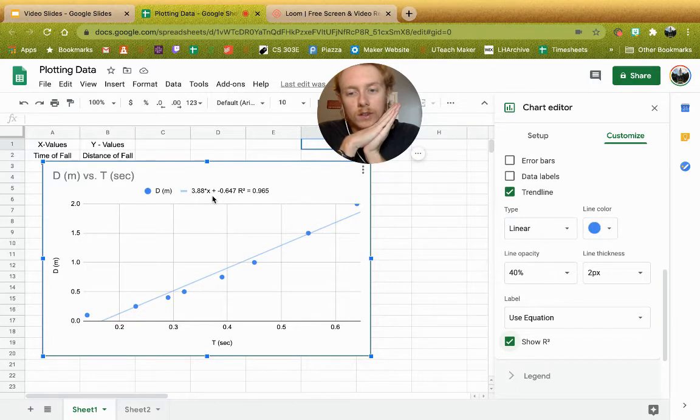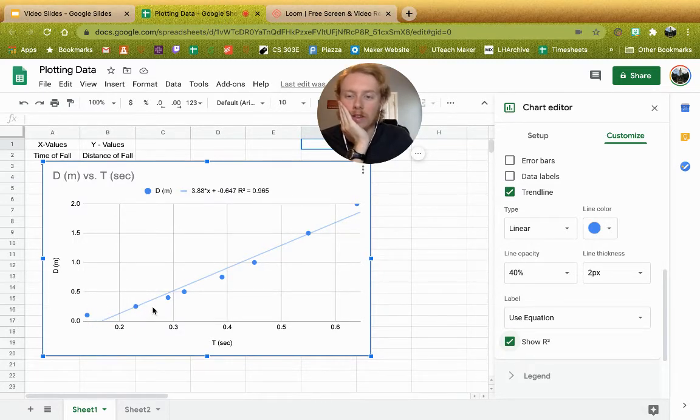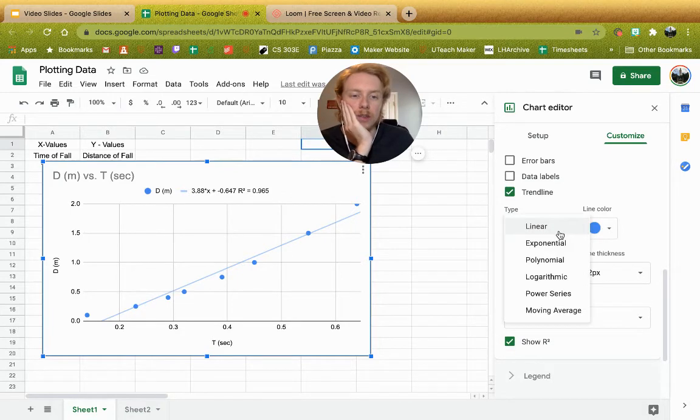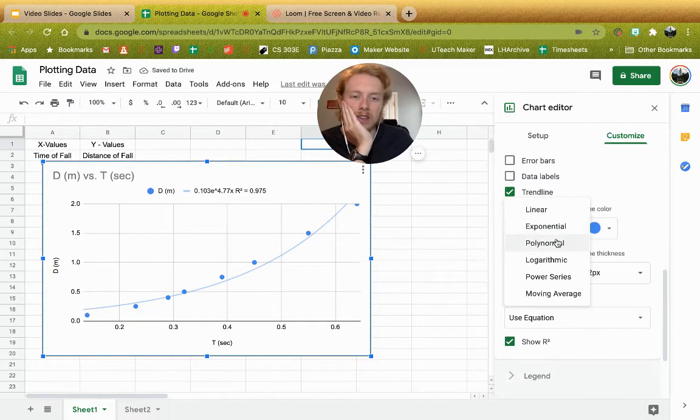Let's look at this. It looks like this is an okay representation, but it looks like we could do better. Look at this, it's above, and there's this long section where it's below, and then it curves up, and then it's above again. That looks like kind of a pattern. So let's look at some of these other ones. Let's look at exponential. That doesn't really look like it fits either.